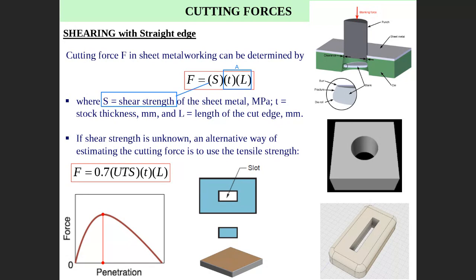F is the shear force. The equivalent is the punch force, definitely the same meaning. So F here is the punch force or shear force, definitely it is shear force. S here is the shear strength of the material. This is the shear area as described.